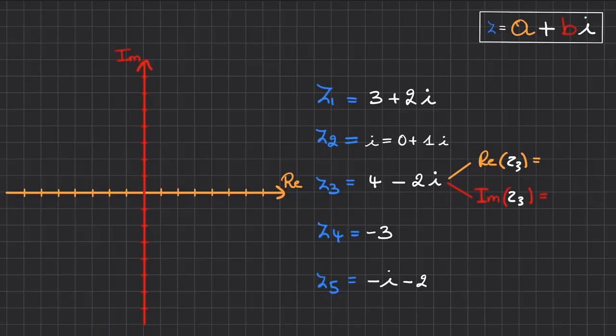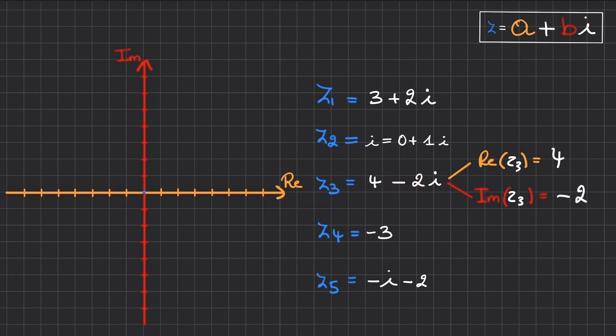So now I think you see the pattern. Here the real part is simply what is not stuck to I, it's just 4. And in terms of imaginary part, it is -2. So be careful with the sign, don't forget to include it. Here the imaginary part is -2 and not 2.